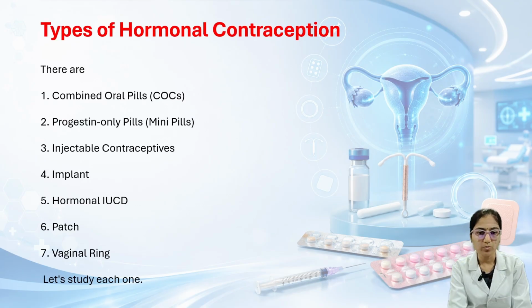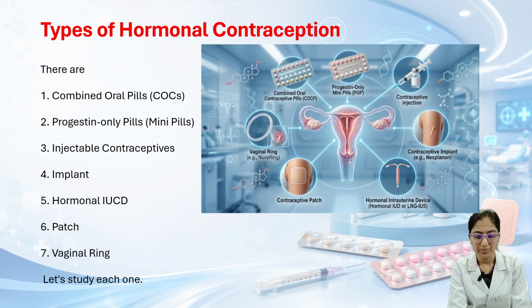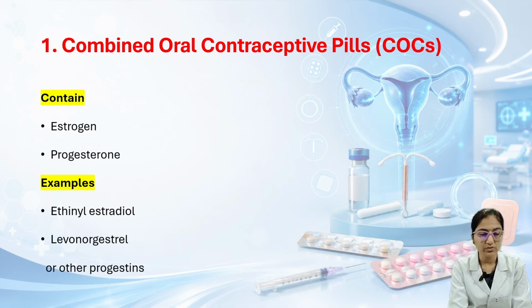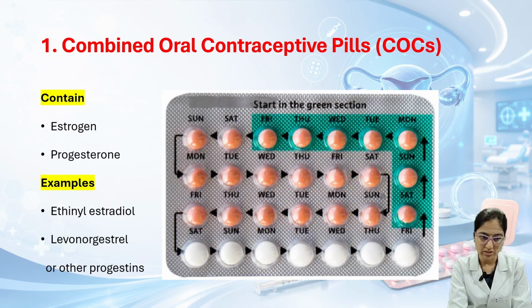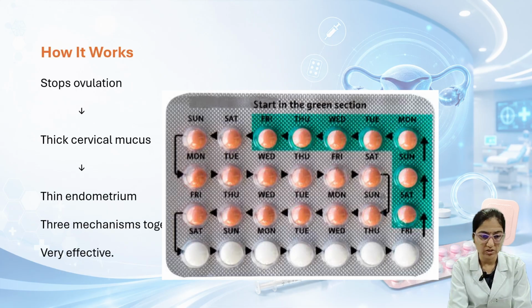Next, types of hormonal contraception. There are combined oral pills, progestin only pills, injectable contraceptives, implants, hormonal IUCD, and then patch and vaginal ring. Let's study each one. First one is combined oral contraceptive pills. These pills contain estrogen and progesterone, for example ethinyl estradiol, levonorgestrel, or other progestins.